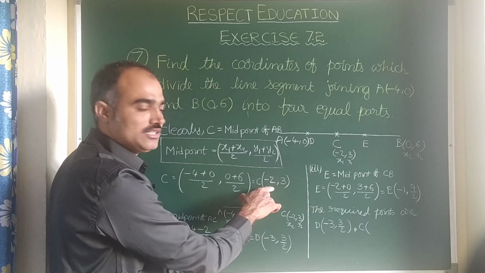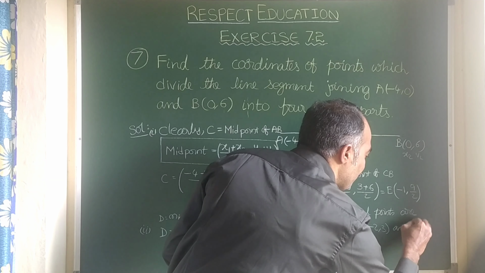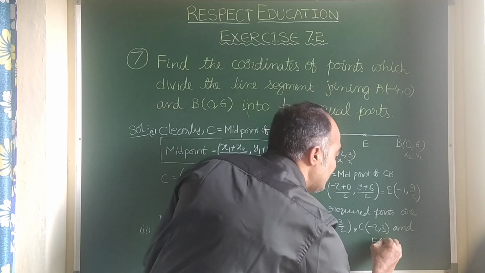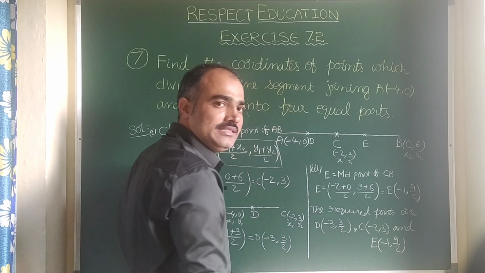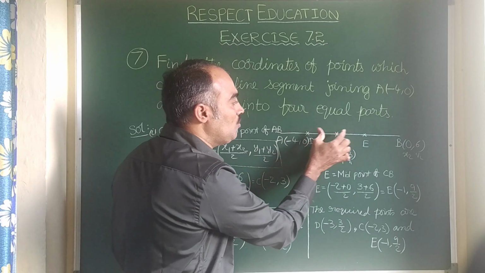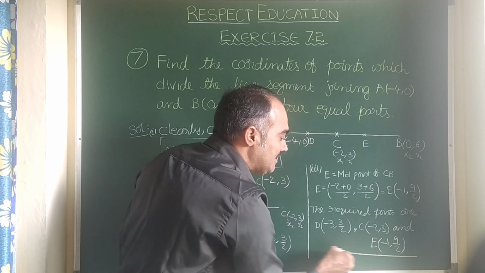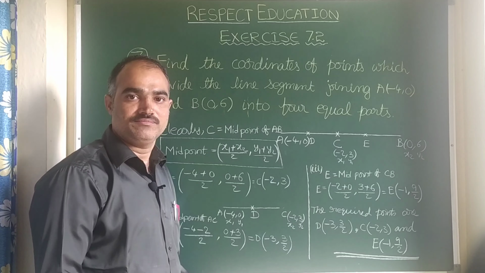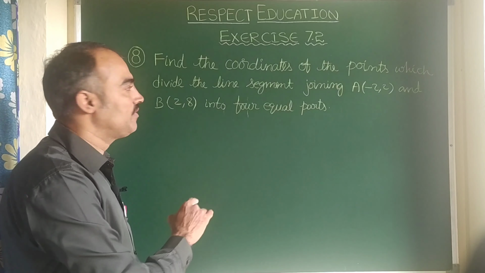Next point is C, which we got as minus 2 comma 3, and the third point is E, which we just got as minus 1 comma 9 by 2. These 3 points divide AB into 4 equal parts, 1, 2, 3, 4 equal parts. This is the final answer for the 7th question. Now let us see the next question, question number 8.